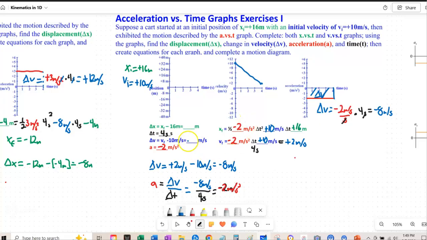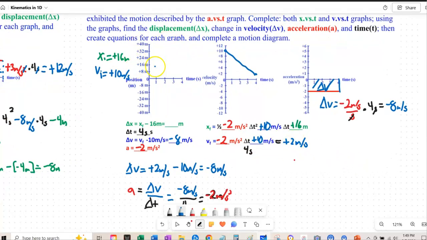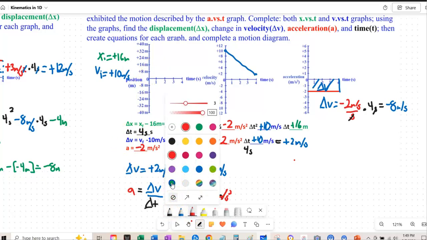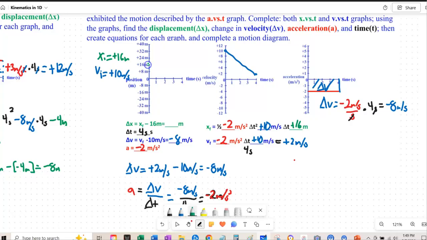Okay, so since we know that change in velocity, we just put it right there. Okay, well, since we started out using the graphs to figure out the change in velocity or the final velocity, let's use the equation to figure out the final position. We know the starting position is, again, x is +16. So let's figure out the final position.